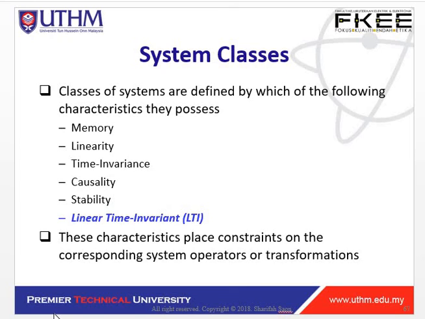And then next is causality. Causality means the output depends on the present input and past input and does not depend on future input. So that is causality. And stability is bounded input, bounded output. So all of these are the classes of the system.